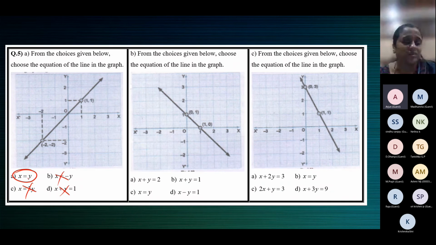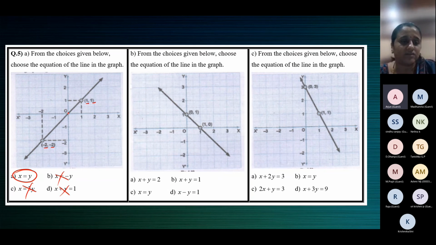And you can check here, x is equal to y. Yeah, see here, 1, 1, x is equal to y. -2, -2, x is equal to y. The x coordinate is equal to the y coordinate. Can you see that? X is equal to y.